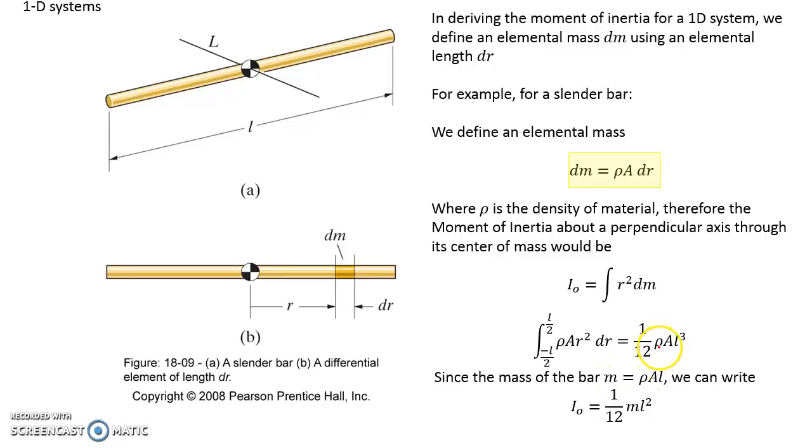So again, if I look here, I can rewrite this as rho A L times L squared. So that would just be M L squared. So therefore, I can write my moment of inertia for a slender bar about an axis through the centroid or center of mass as 1/12 M L squared.